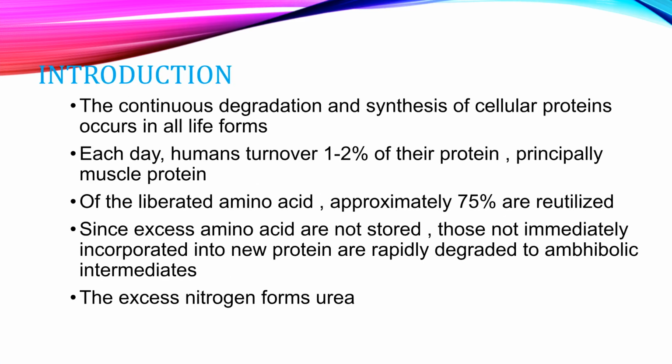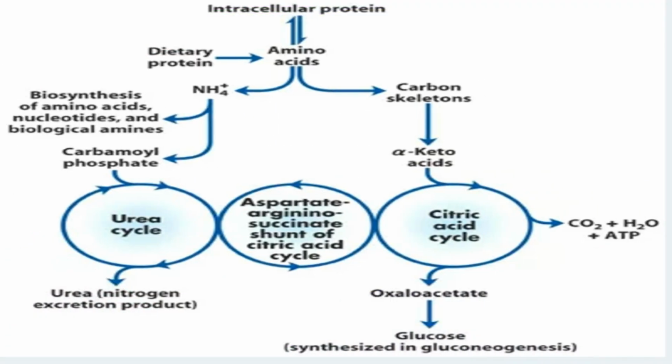Cellular proteins are continuously degraded and synthesized in all life forms. Humans turn over 1 to 2% of their protein daily. The liberated amino acids are mostly reutilized, but the excess nitrogen is converted into urea. This diagram provides a broad overview of how amino acids, derived from dietary or intracellular protein, feed into the urea cycle and the citric acid cycle to produce energy and excrete nitrogen as urea.